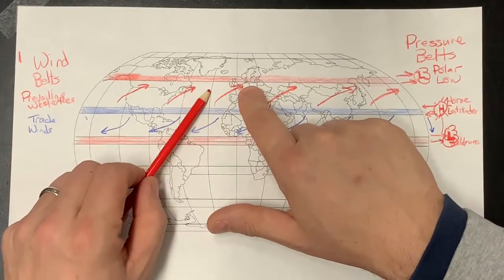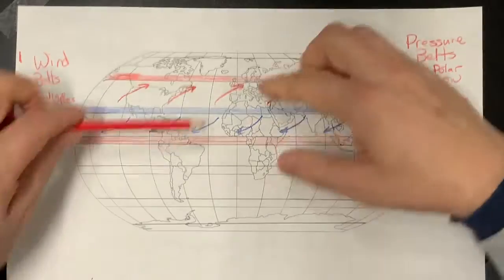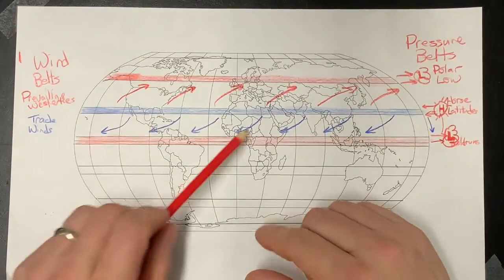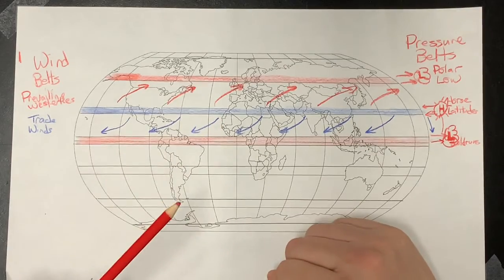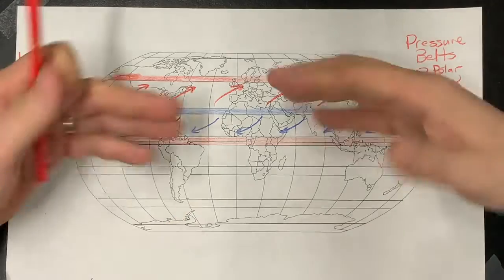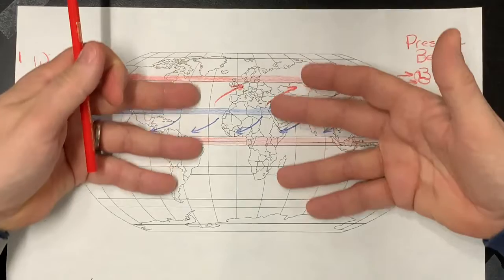Europe looks out over the Atlantic. That's the weather that comes their way. If we were further south, say in Mexico, Mexico gets their weather blown by the trade winds, and it comes from the east. And these shift northward in the summer and southward in the winter.